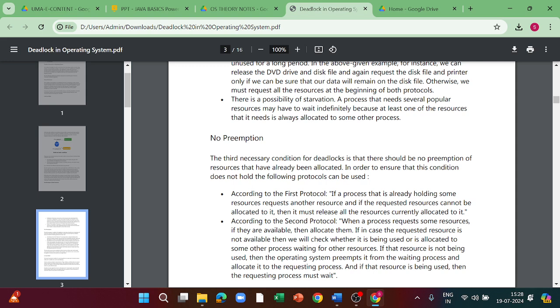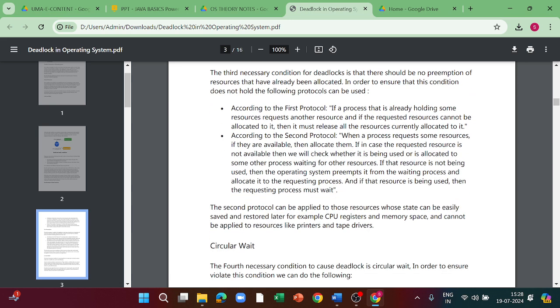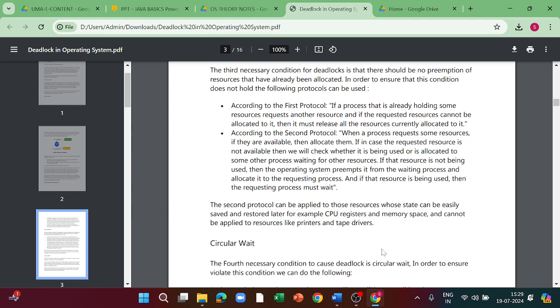In the second protocol condition, if we are having a DVD resource, it is checked which process is using that, and if the DVD drive usage is completed, then only the second process will get that, according to the operating system, for the waiting process. The previous process which is using the DVD must finish before it is allocated to the waiting process. This can be applied to resources whose state can be saved easily and restored, like CPU registers, memory space, etc.